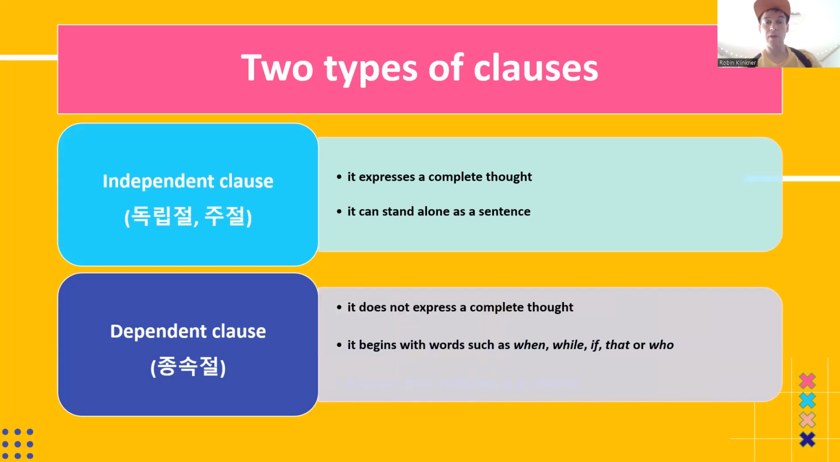And a dependent clause begins with words such as when, while, if, that, who. These are called subordinating conjunctions. We'll talk about that later. And dependent clauses are not complete sentences. They cannot exist on their own. An independent clause can exist on its own. A dependent clause cannot exist on its own. So let's look at some examples.